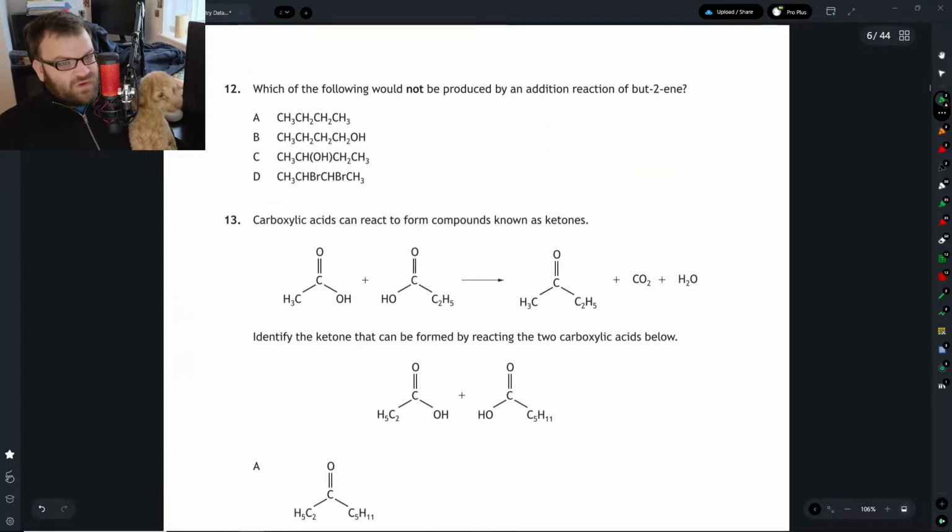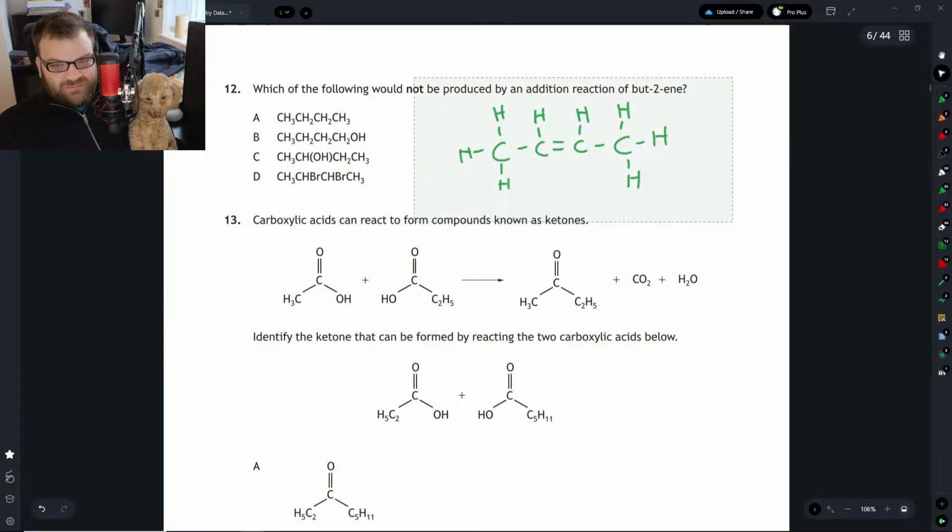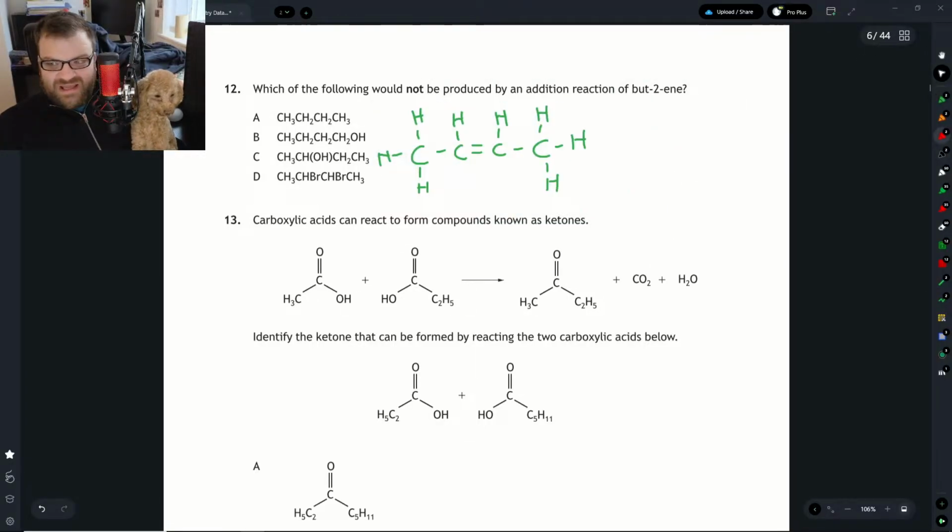Number 12. Which of the following would not be produced by an addition reaction of butene? So starting off, what does it look like? It's 4 carbons, eth prop but. Double bond is going to go in there. Fill up, so every carbon is making 4 bonds. In an addition reaction, we're going to break the double bond between the carbons, and we're going to put some other chemicals added to those points.